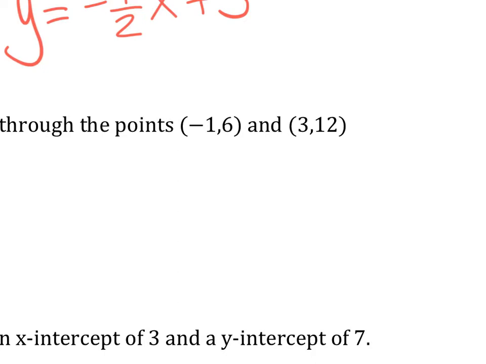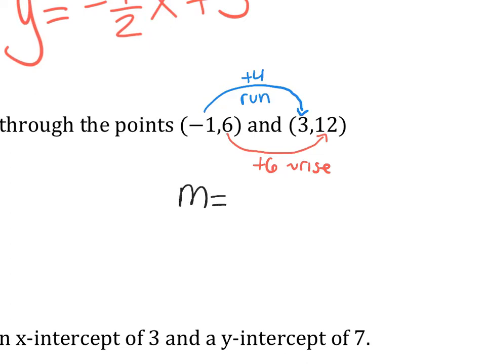So if we look at our rise, that's going from y value to y value. What did we do? We went from 6 to 12. What did we add? 6, so plus 6. That's our rise. And then for the run, as we went from -1 to 3, what did we do? Added 4. So our slope would be rise, which is 6, over 4, which is our run. We can simplify that if we want, 3 over 2, but it's not that big of a deal if you don't.